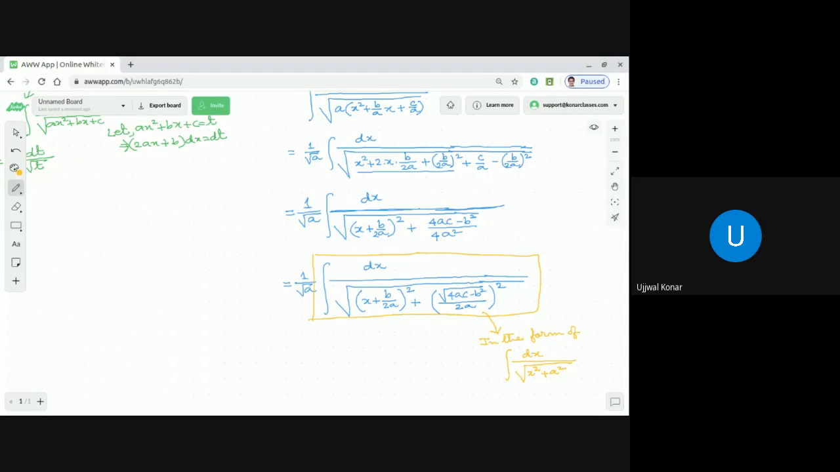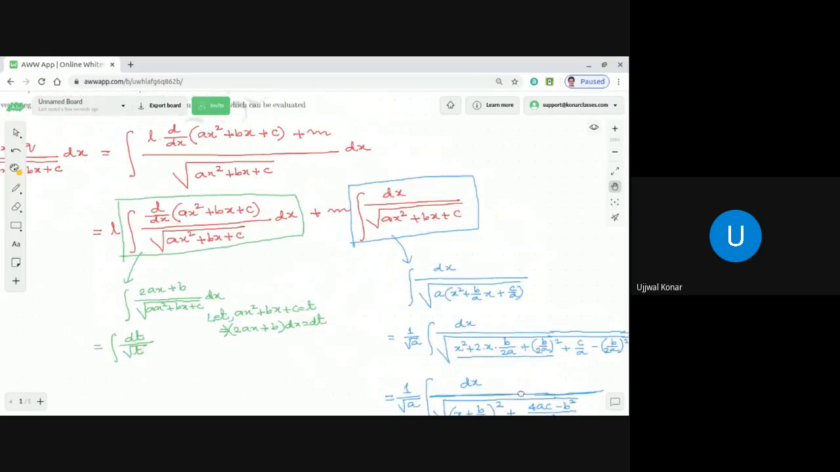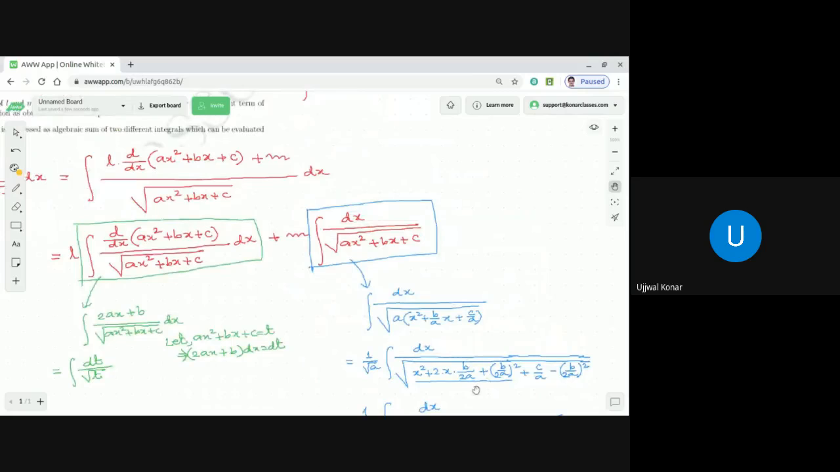Now you need to apply the formula of integration dx by square root of x square plus a square. I do not want to embarrass you by asking it. If someone can remember, you can tell me right now. Otherwise, you can look into the formula. But I just want to say how important it is to remember that formula. Suppose you do not know this method, no issue, you can still do it. But remembering this method will give you a very procedural approach, right?